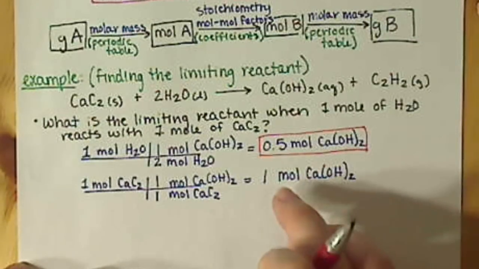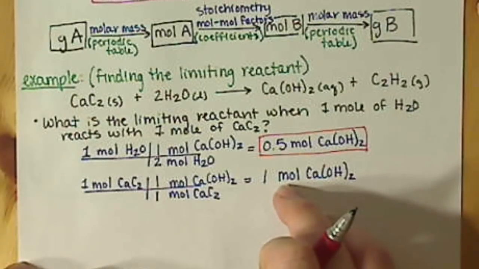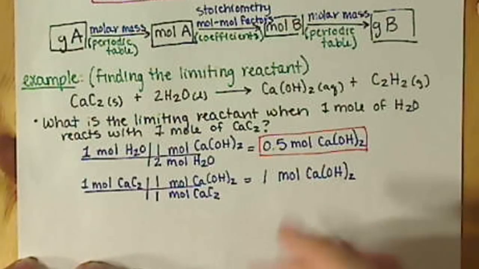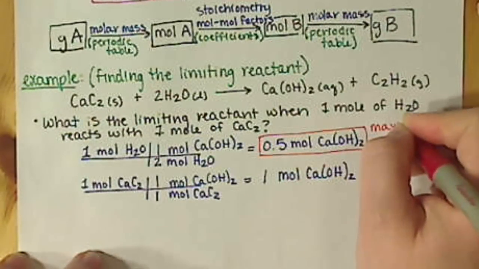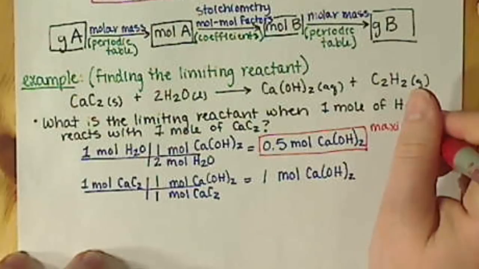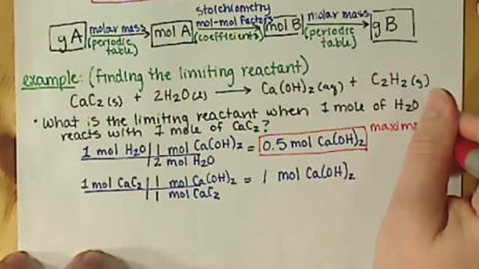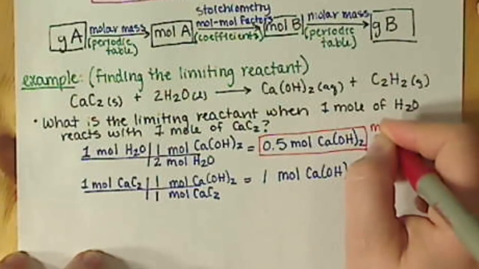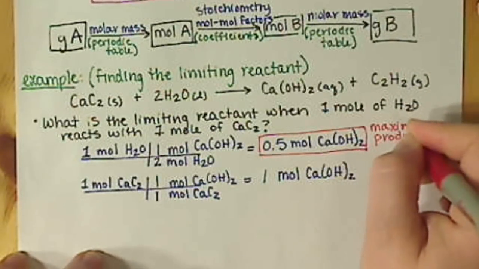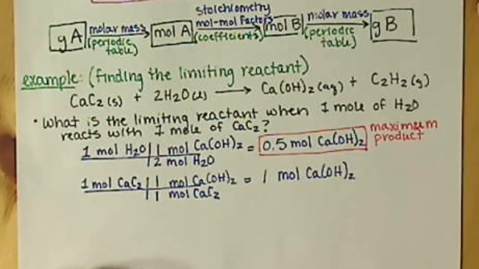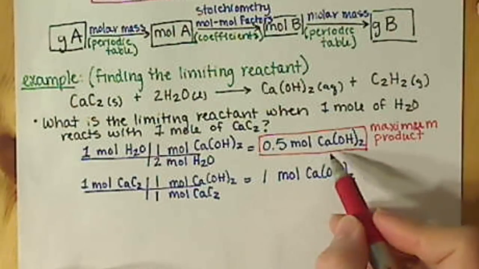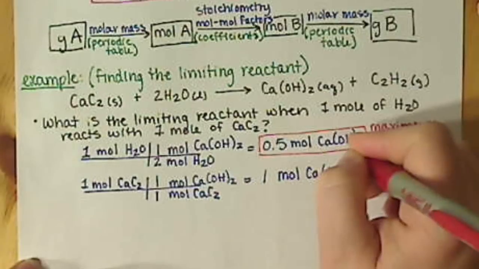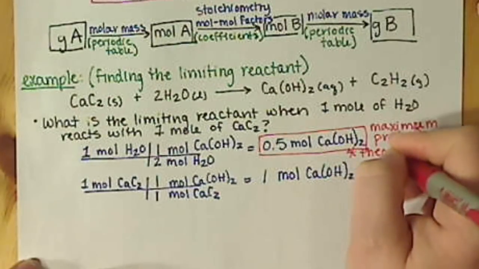Because remember, we're going to run out of water, so we can't form that full 1 mole of calcium hydroxide. So this is the maximum amount of product. That's our maximum product, which means that this 0.5 moles of calcium hydroxide is our theoretical yield.